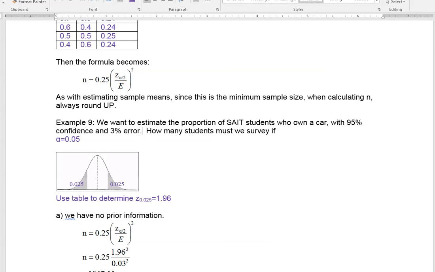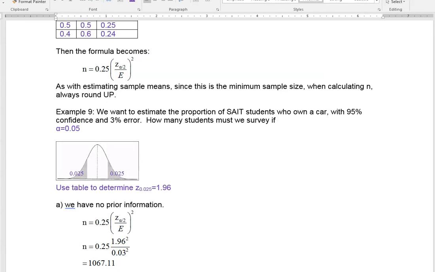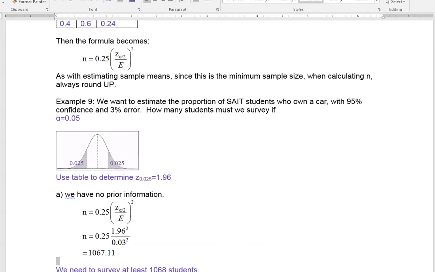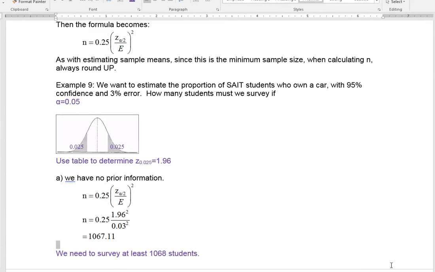So again, pause the video if you want to do the calculation. But the answer is 1067.11. Remember that 0.11 we've got to round up to the next whole number, so when we write our statement, we're going to say we need to survey at least 1,068 students if we want this information to that level of error.